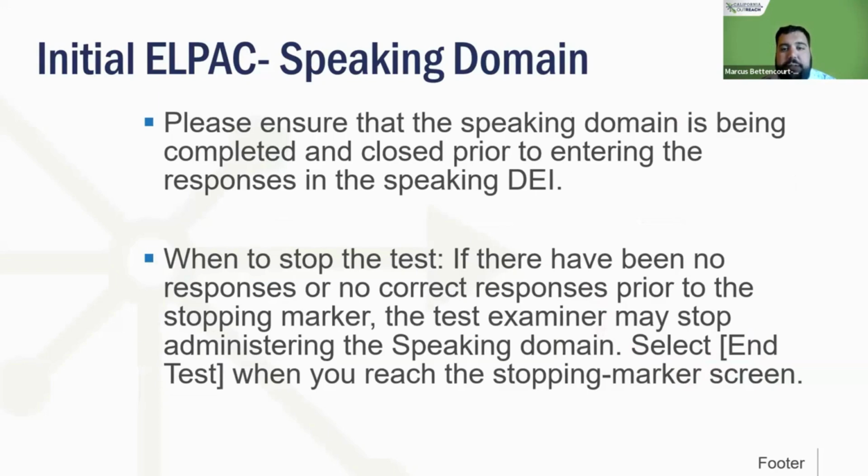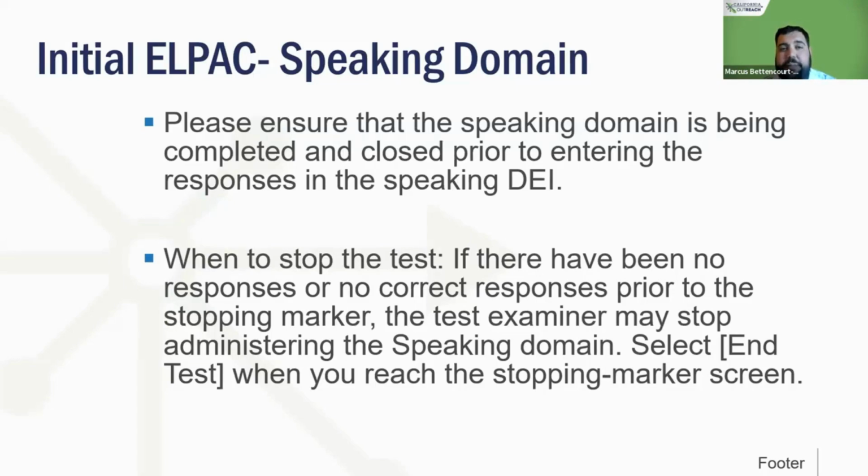Let's say they administer the speaking domain, and at that stopping marker, the test examiner stops. However, when they stop and log the student out, they need to make sure before doing that that they're either stopping at the stopping marker and selecting end test, or, if they choose to move forward and the student stops responding, that they click next on the stopping marker. Because what happens is the speaking domain remains open. They access the speaking DEI, start entering those responses, and complete the DEI, but you'll keep receiving email alerts saying that the speaking domain hasn't been completed.